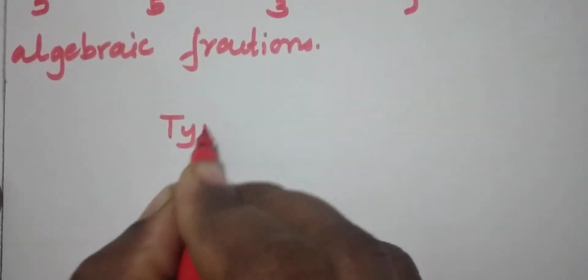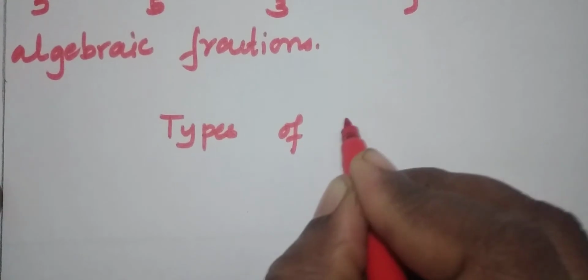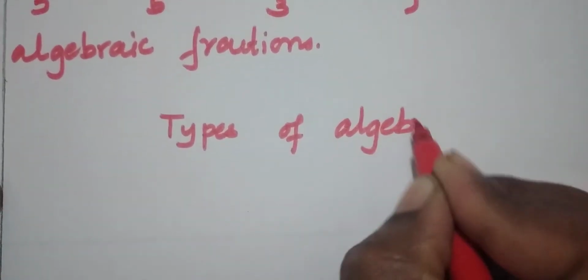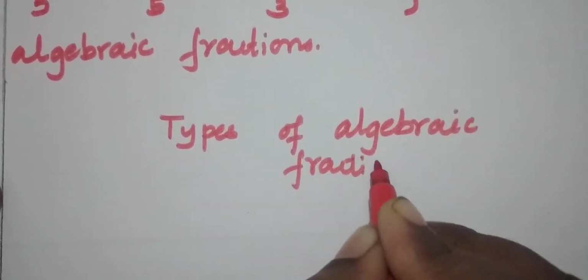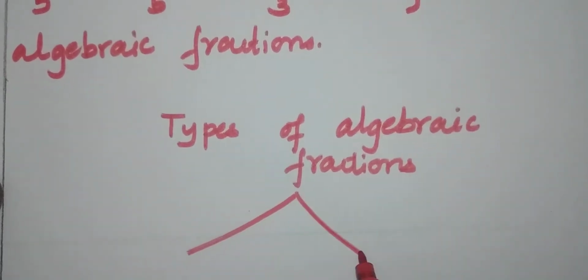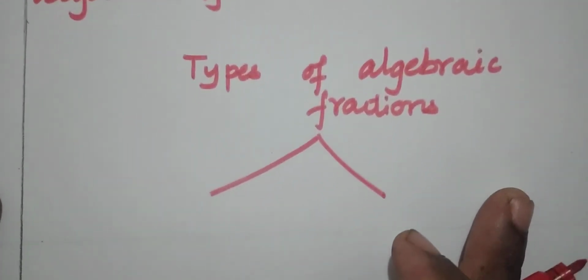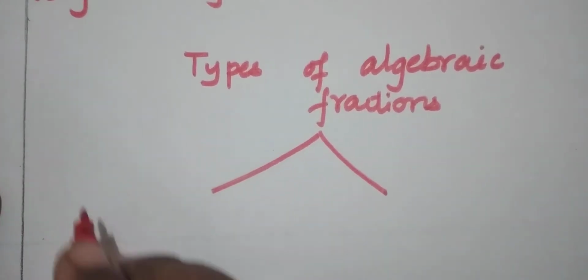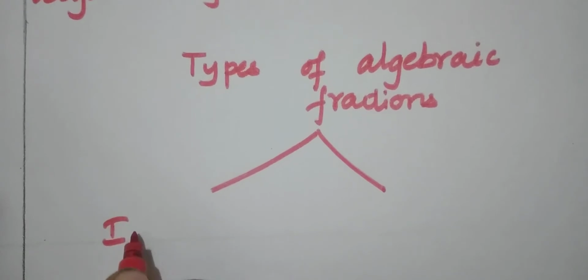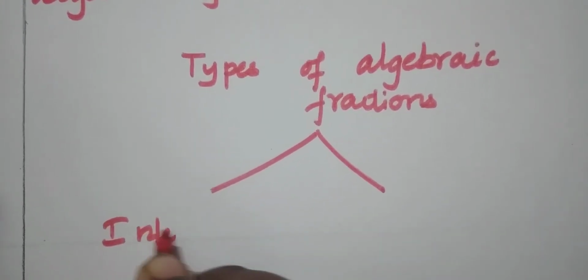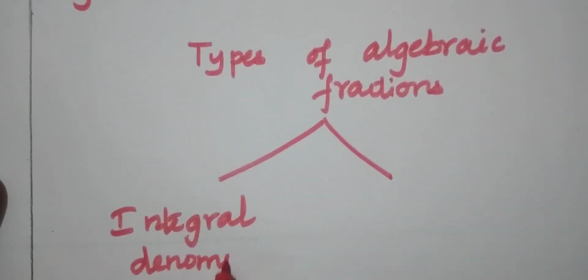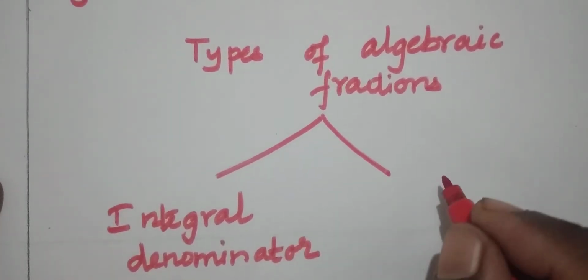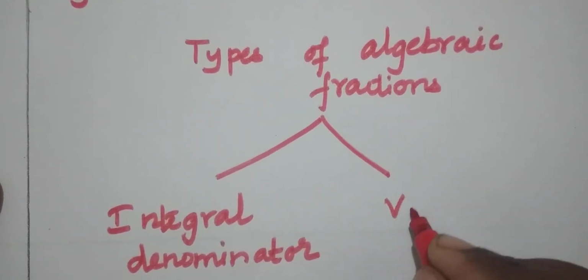Types of algebraic fractions. This algebraic fraction is divided into two types. They are algebraic fraction having integral denominator. The other one is algebraic fraction having variable denominator.